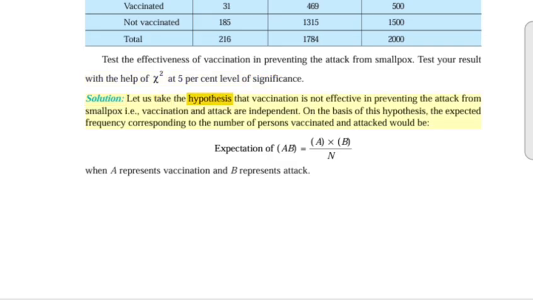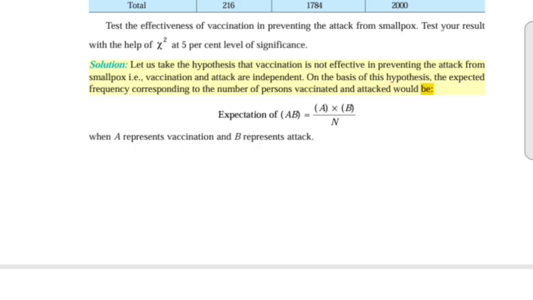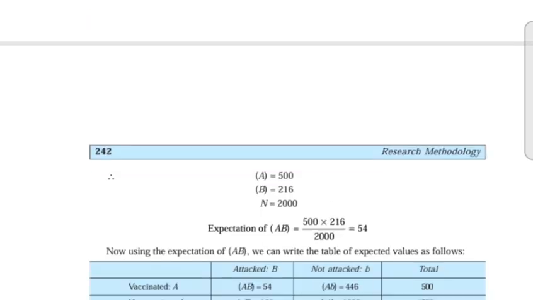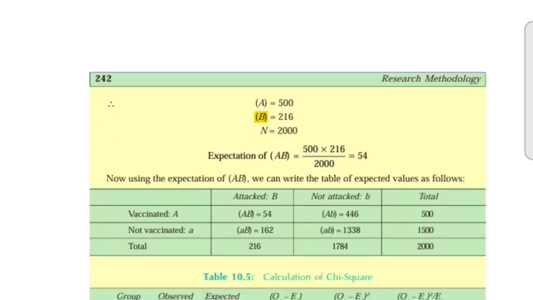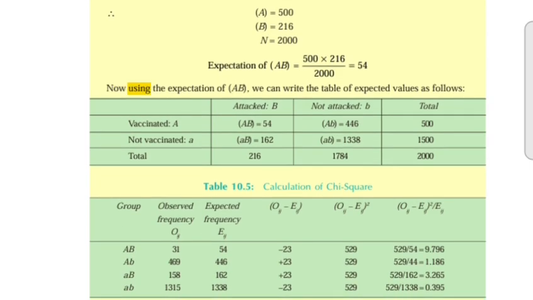Solution. Let us take the hypothesis that vaccination is not effective in preventing the attack from smallpox, i.e., vaccination and attack are independent. On the basis of this hypothesis, the expected frequency corresponding to the number of persons vaccinated and attacked would be expectation of AB equals (A times B)/N, where A represents vaccination and B represents attack. Therefore A equals 500, B equals 216, N equals 2000, expectation of AB equals 500 times 216/2000 equals 54. Now using the expectation of AB we can write the table of expected values as follows.